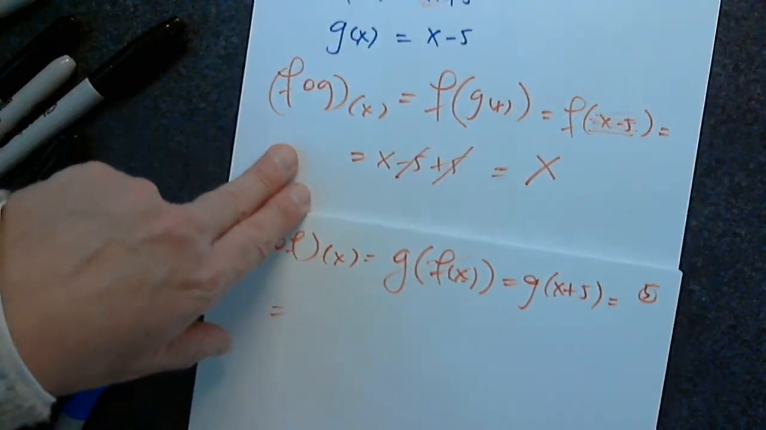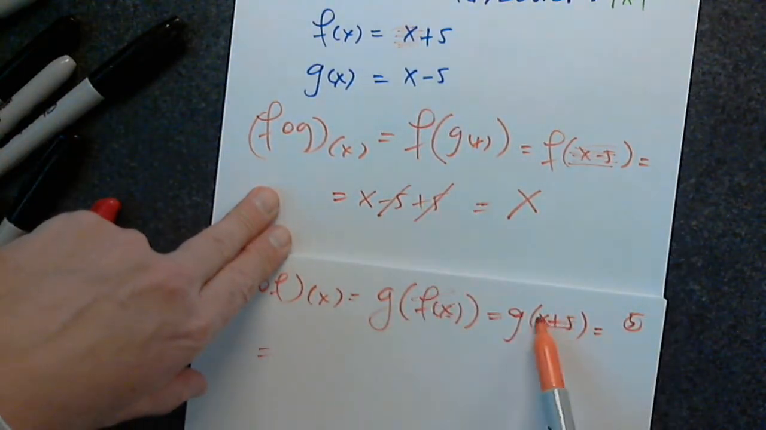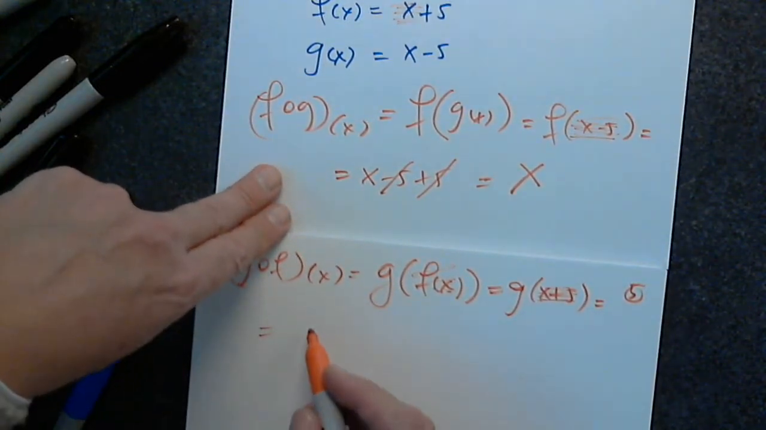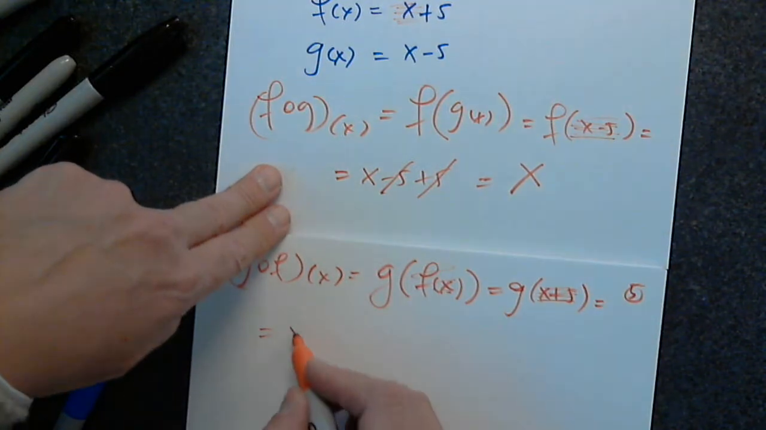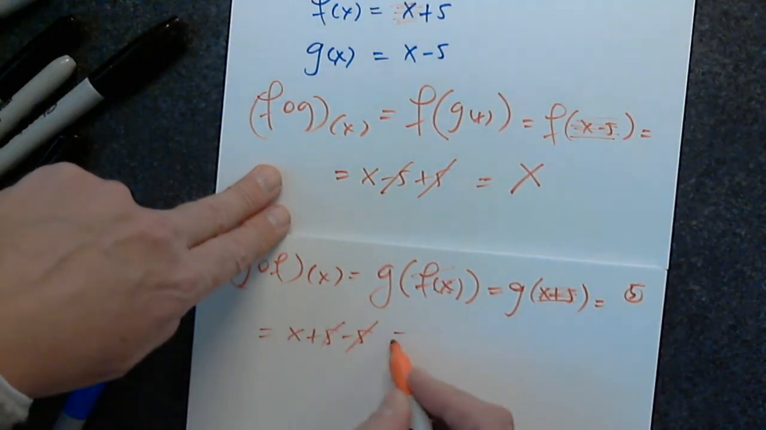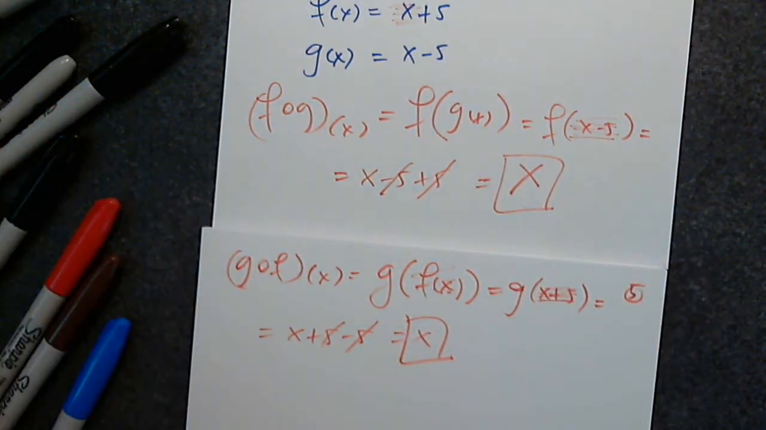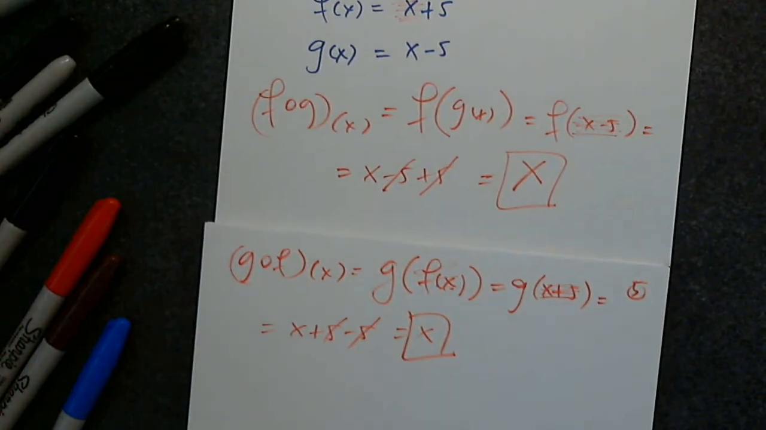And let's look at g. G says whatever minus 5. But now this is my whatever. So how do I write this? X plus 5. Indeed. Yes. It turns out that both of them are exactly x. This happens only when f and g are inverses of each other.